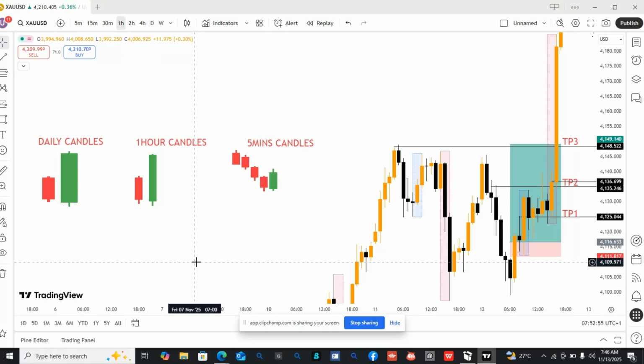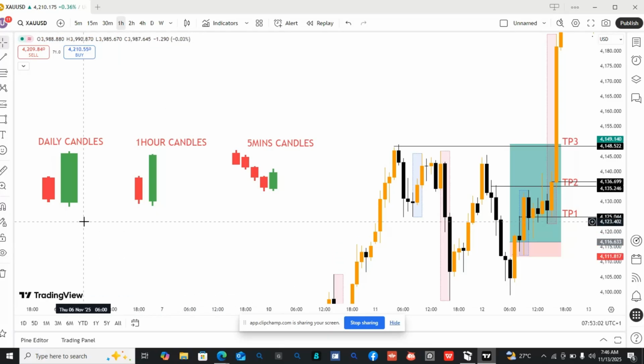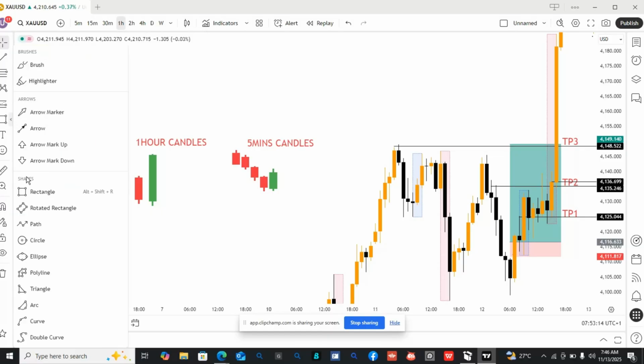So the first thing I do on a daily basis is to open my chart and go to the daily time frame. When I go to the daily time frame, what will I be looking for? I will be looking for the direction of the market on that day. There are things that, when I see them, I determine my direction.